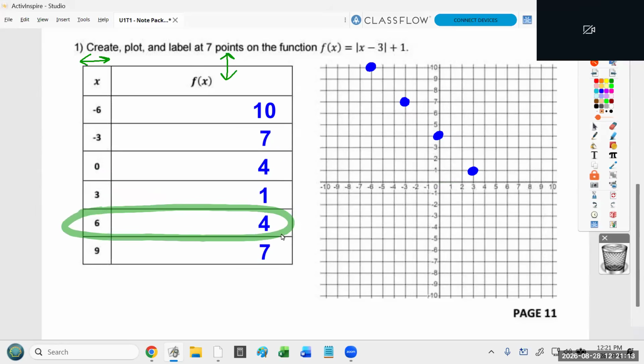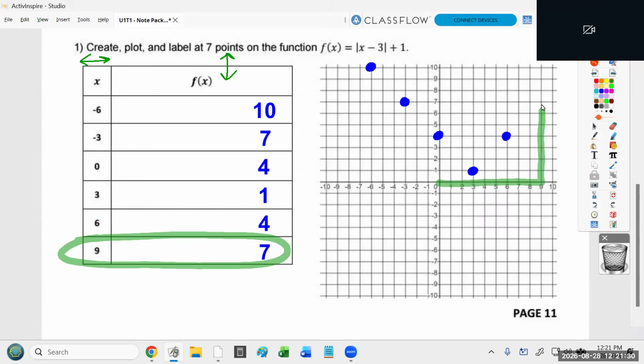Next one, we've got 6, comma 4. So I'm going to start at the origin. I'm going to go right 6. I'm going to go up 4. And that's where I'm going to place my next point. 6, comma 4. And last one, 9, comma 7 means starting at the origin, go right 9, go up 7. And place a point right there.